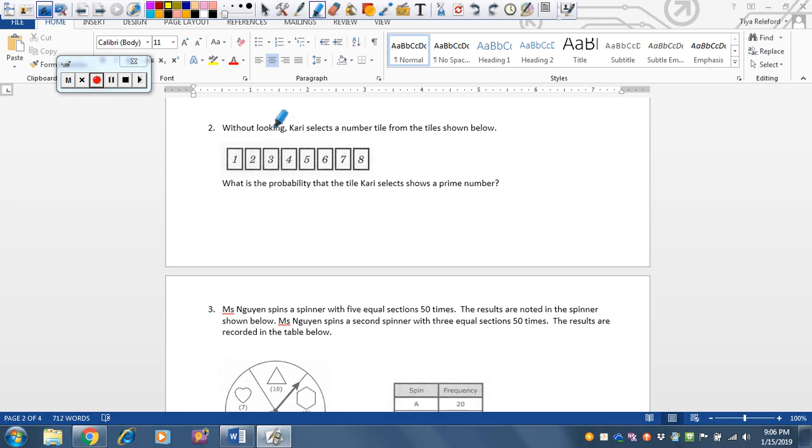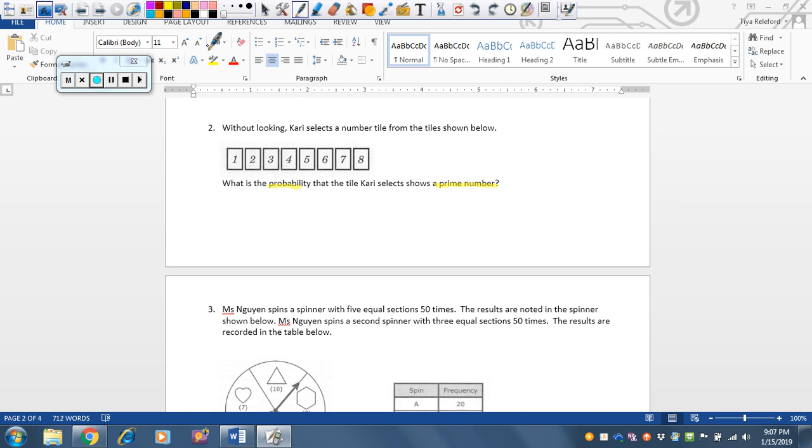Number 2 says, without looking, Carrie selects a number from the tile shown below. What is the probability that the tile Carrie selects shows a prime number? Has Carrie already done it? No. So this is theoretical. We don't know what could happen. She hasn't done it. So this is like perfect. This is what should happen.